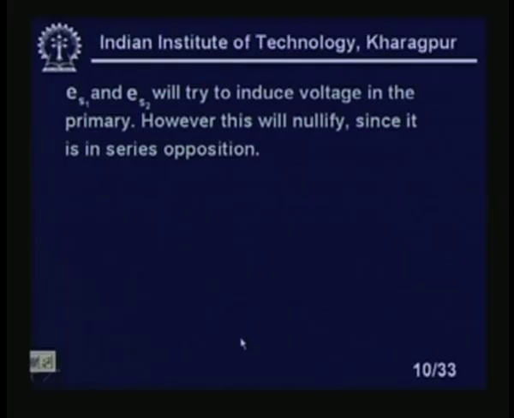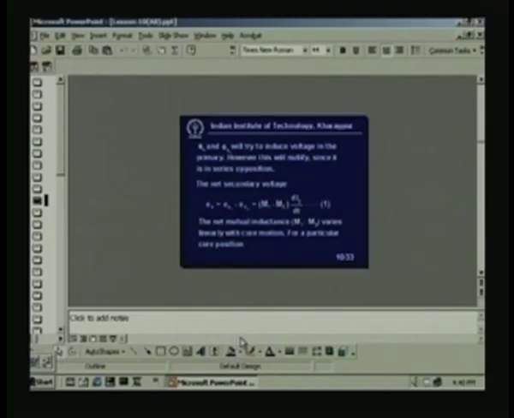Now see, ES1 and ES2 will try to induce voltage in the primary. However, this will nullify since it is in series opposition. What are ES1 and ES2? We have already seen. ES1 and ES2 will try to induce the voltage in the primary, and this will nullify since it is in series opposition. Now if I go back, you can see here, this is our basic equation.